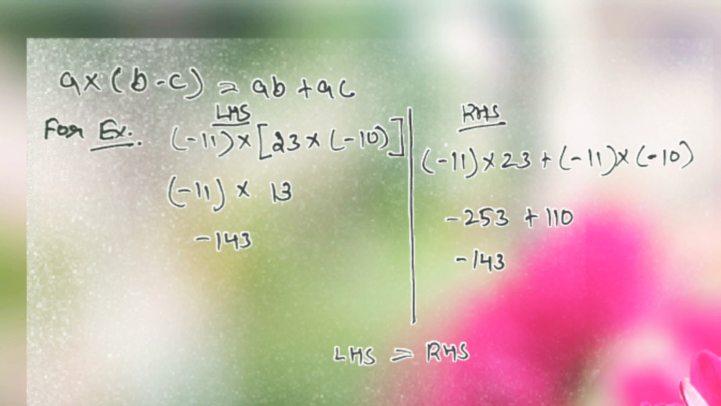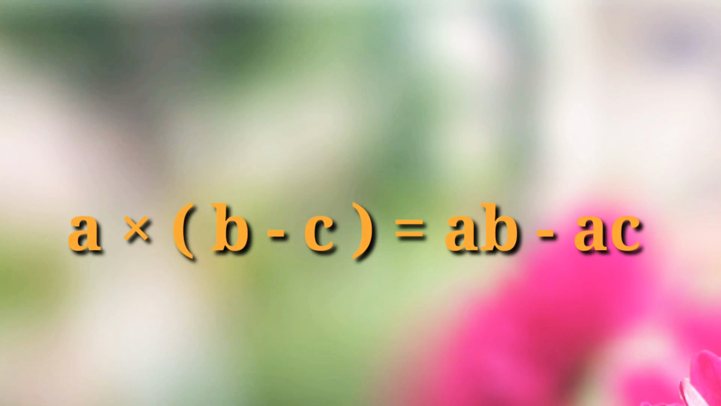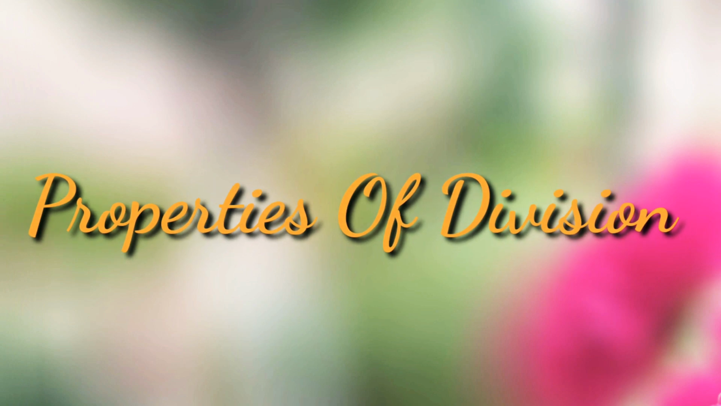Similarly students, there is distributive property of multiplication over subtraction, with a little difference of minus: a multiply bracket b minus c equals to ab minus ac. This is the distributive property of multiplication over subtraction. So students, next we will discuss the properties of division.